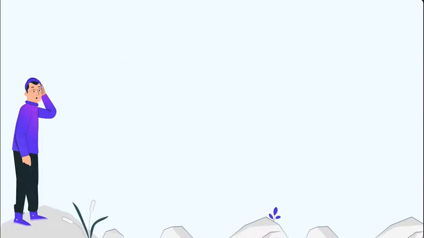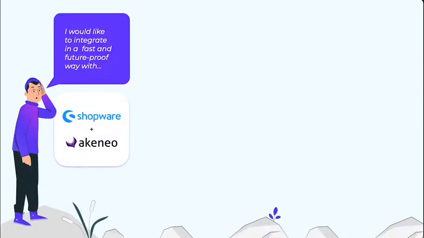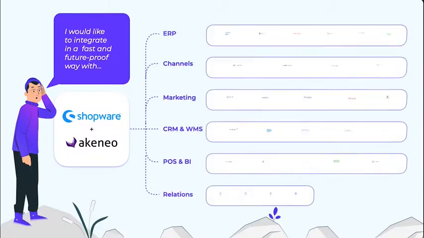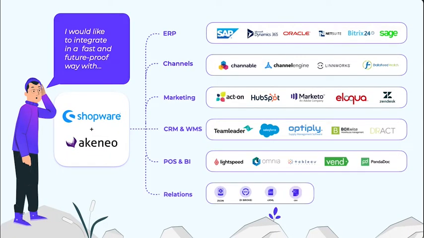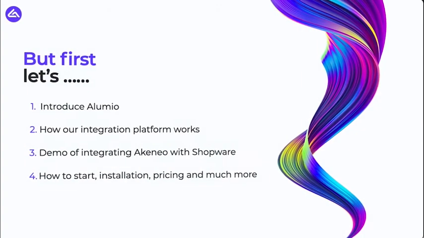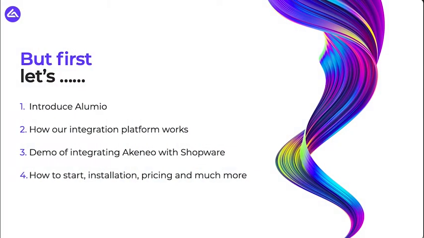With the current demand for digitalization, you'll probably need to integrate with other systems or customers in the near future as well. And that's why we'd first like to introduce Alumio and how our integration platform works. Our partner will then give you an in-depth demo of integrating the two systems using an integration template, which you can skip to by clicking on the timestamp in this video. And we will conclude by explaining to you the necessary installation steps and our pricing model.